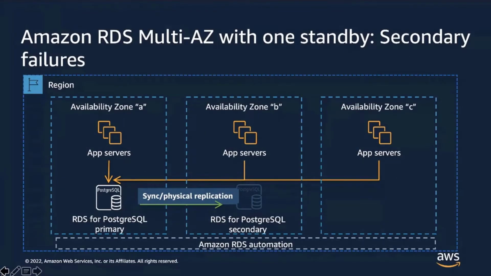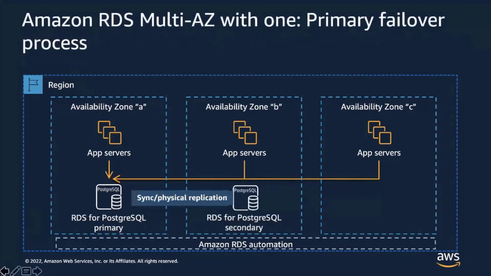Now let's take a look at what happens when there is a failure. The failure can happen either on the primary or the secondary. When there is a failure of the secondary, the application continues to talk to the primary. Amazon RDS detects the failure and then goes and replaces the secondary and then reestablishes the replication between the primary and the secondary.